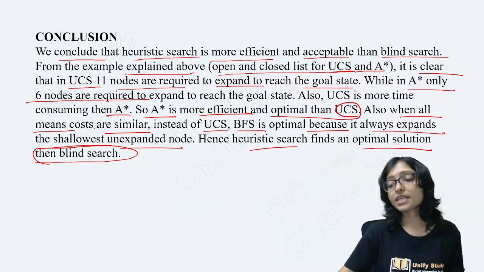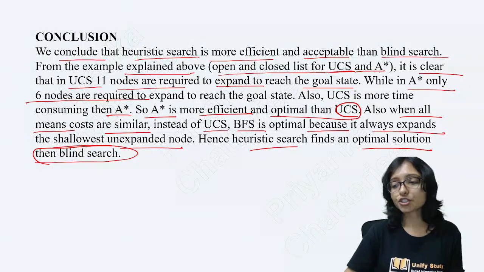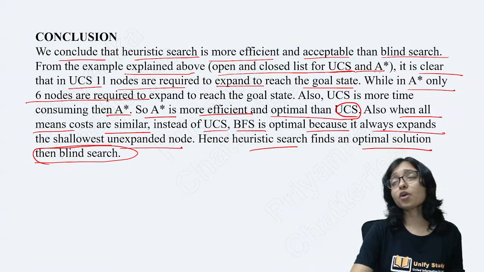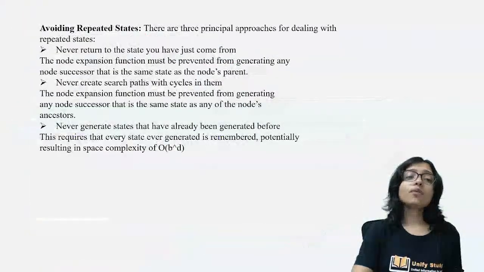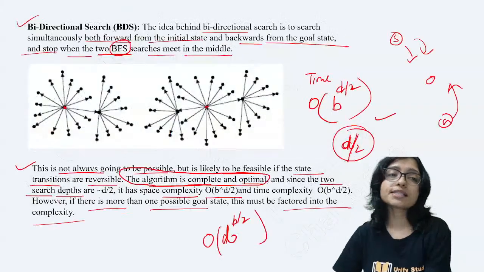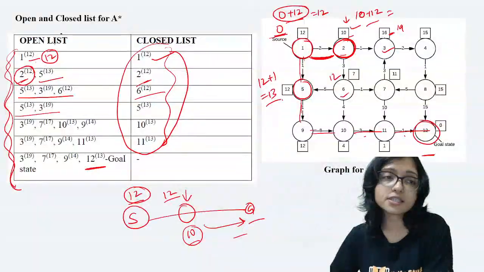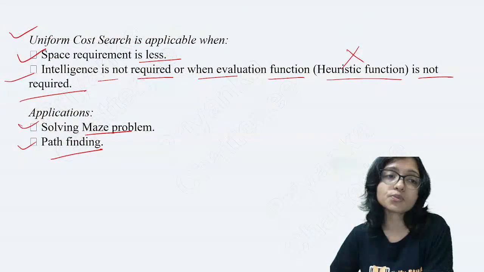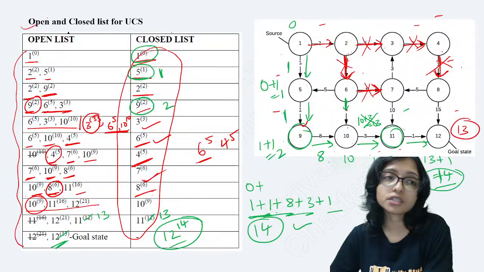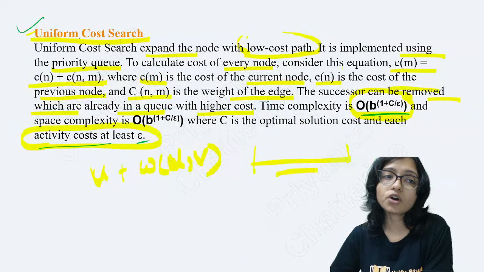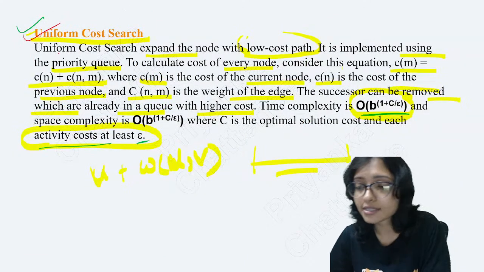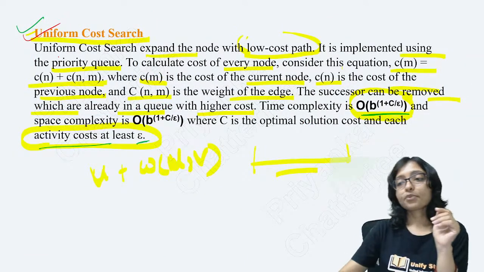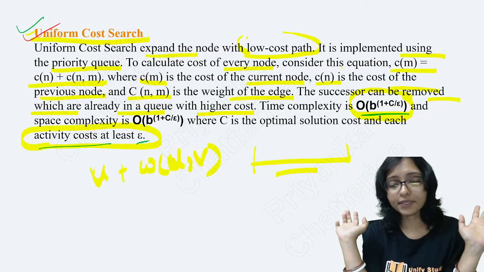Yes, UCS is the uniform cost search, sorry. Uniform cost search. UCS is the uniform cost search. That is this one. The first one that we did, uniform cost search. This one. UCS. Okay. I hope you are happy.